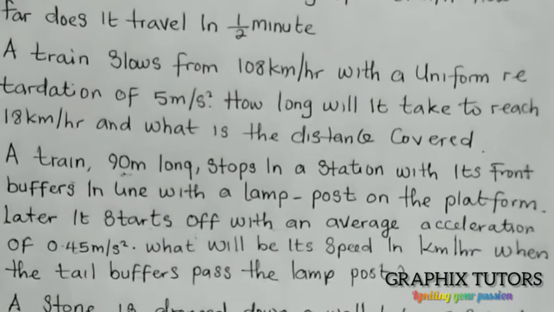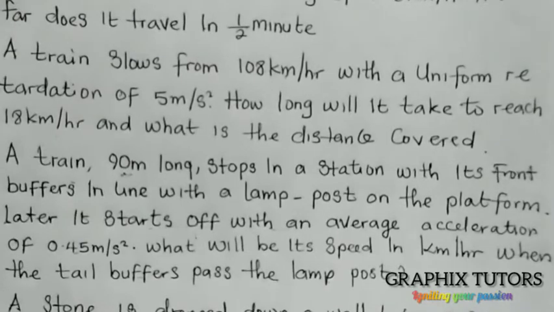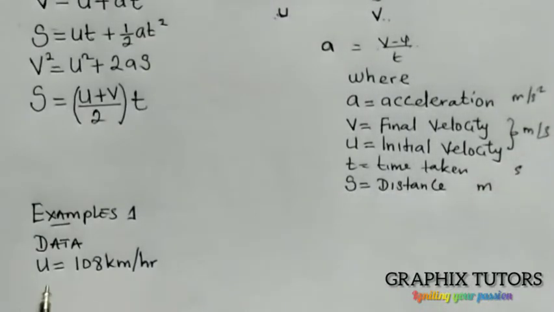With a uniform retardation of 5 meters per second. Retardation is also given as what? A. But our answer is always negative. Retardation means deceleration, something that is reducing in speed. It is decelerating. So we say minus what? 5 meters per second square. I'm putting minus because of what they say, it is what? Retardation. Retardation is negative acceleration.